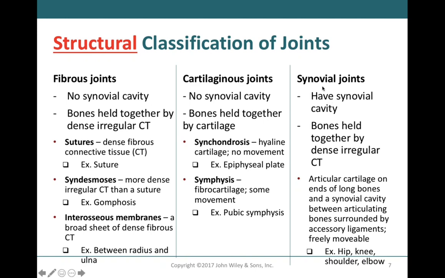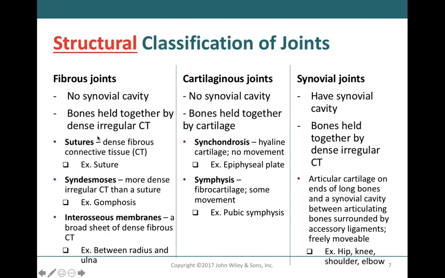Now, one other piece of information about synovial joints is that all synovial joints are diarthrotic joints, and all diarthrotic joints are synovial joints. So those will always go together. So that leaves our fibrous joints and our cartilaginous joints to be either synarthrotic or amphiarthrotic. So there are three types of fibrous joints. All will not have a synovial cavity, and all will be held together by dense irregular connective tissue. The first type are sutures, the second type are syndesmoses, and the third type are interosseous membranes.